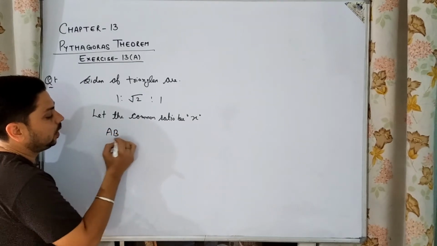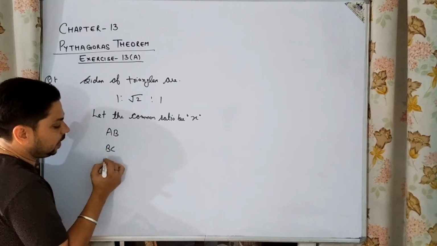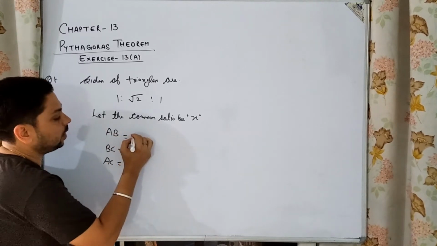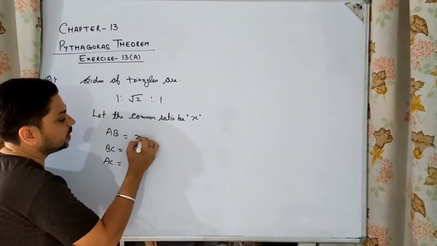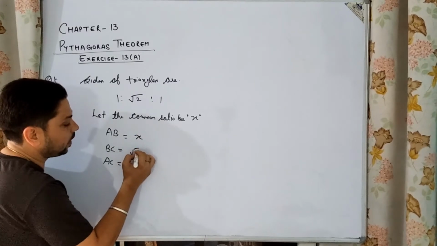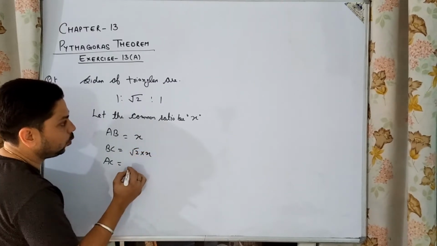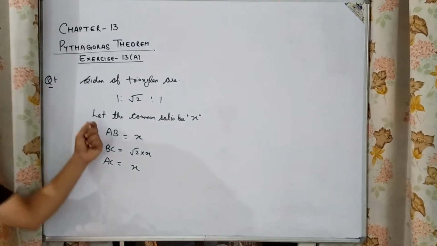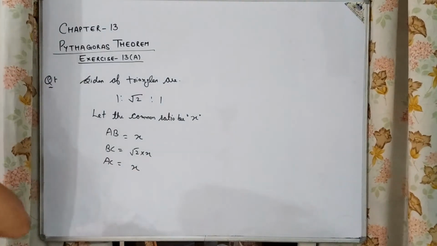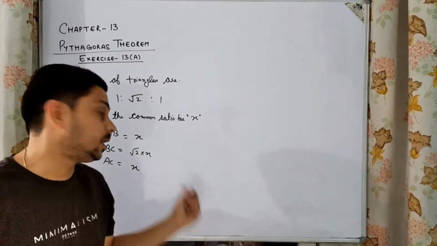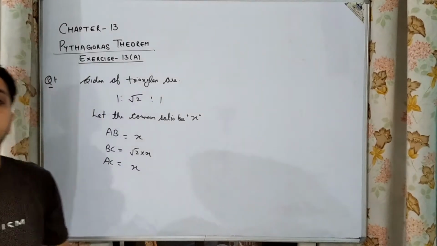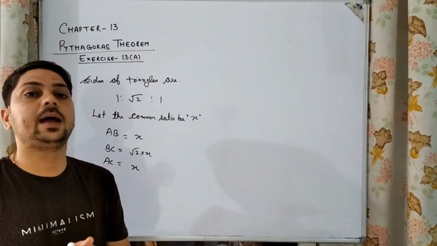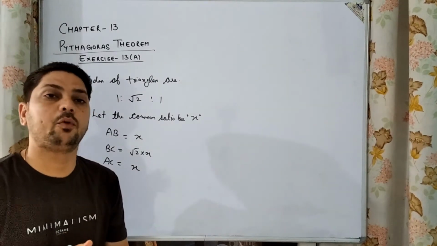Let AB, BC and AC here. Then AB is equal to 1 multiplied by x, that is equal to x, under root 2 multiplied by x, under root 2x and x here. Okay, these are the three sides of a triangle. Now we have to prove that this triangle is a right angle triangle here. Okay, remember this thing, right angle triangle that we have to prove.